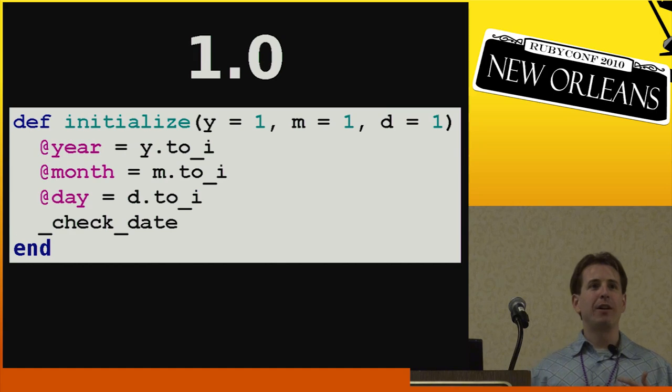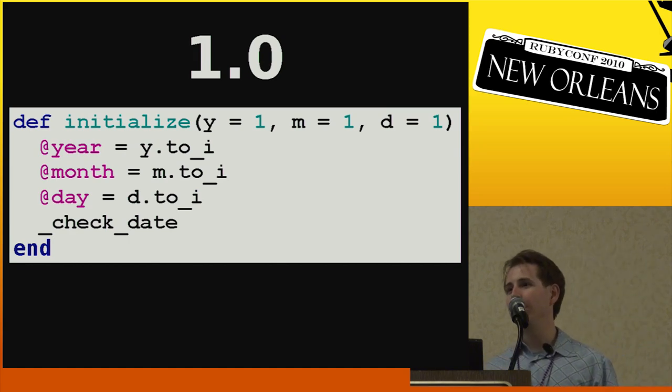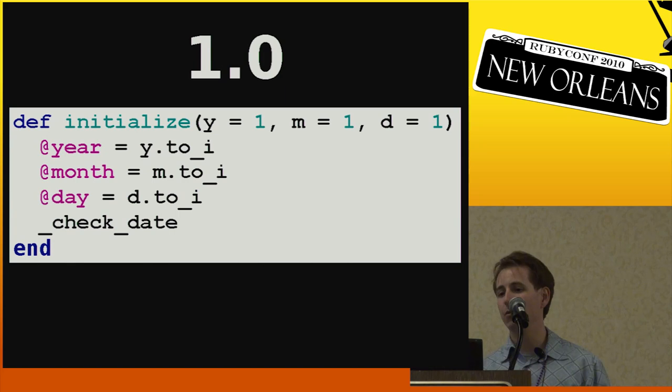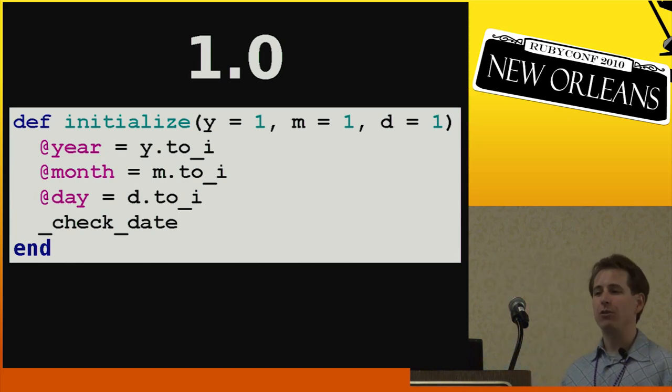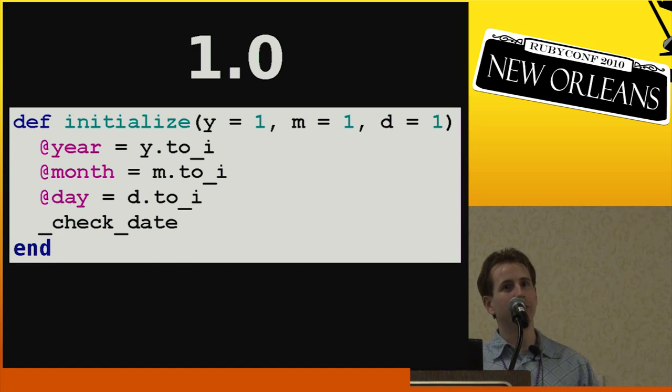Now this code is a simplified version of what was in Ruby 1.0. I think that other than one as the choice of the default for the year, it's not bad. Now the date.rb file from 1.0 can actually be run unmodified on Ruby 1.8. And Ruby continued to use a modified version of this 1.0 code until Ruby 1.6.0 was released.